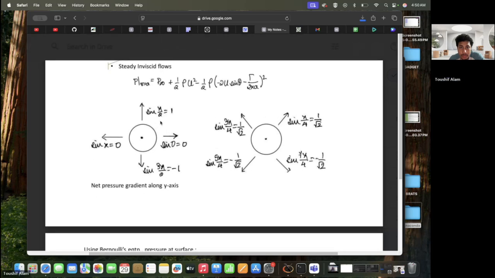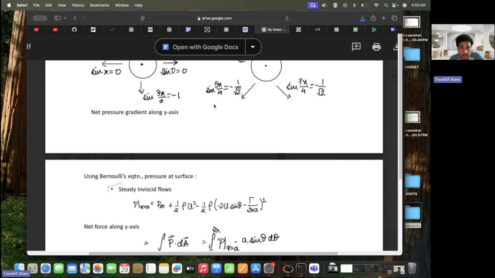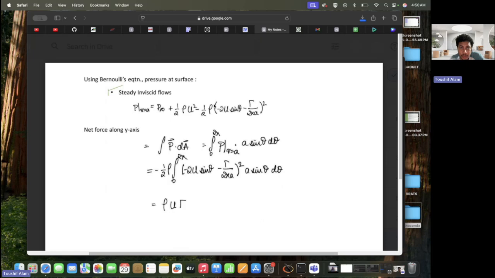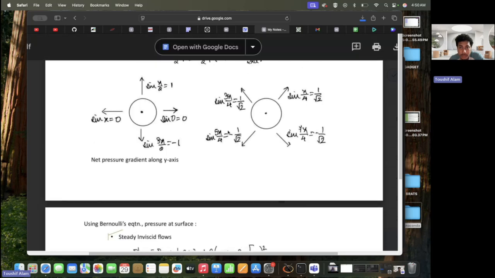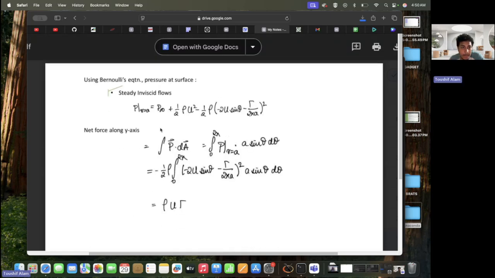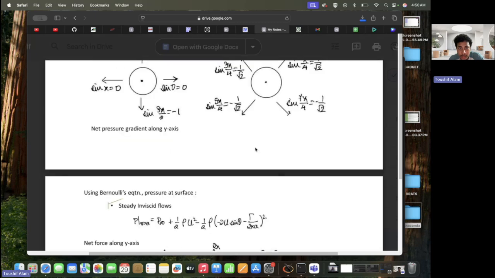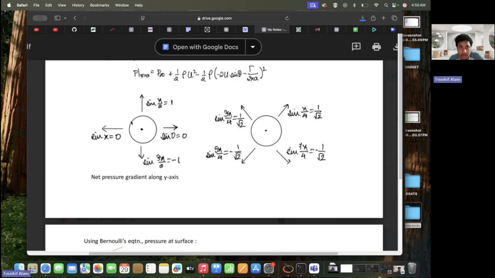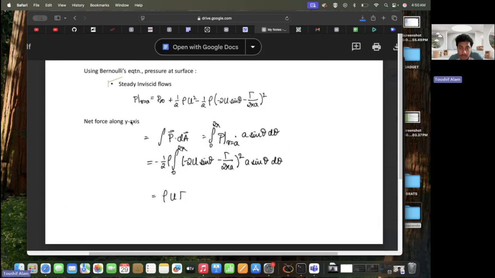So this is the equation. Now the net force along the y-axis is the integral of P dot dA. P at r equal to a times a sin theta d theta, because this is a sin theta, from 0 to 2 pi. It will be proportional to rho U gamma.